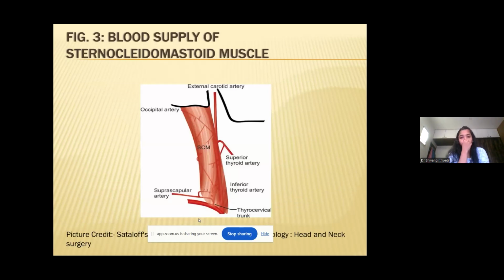This is a photo, a picture which helps us in knowing the occipital artery branches superiorly. The middle third is showing the superior thyroid artery, and the inferior is showing the inferior thyroid artery, which is actually the thyrocervical artery is the main branch.